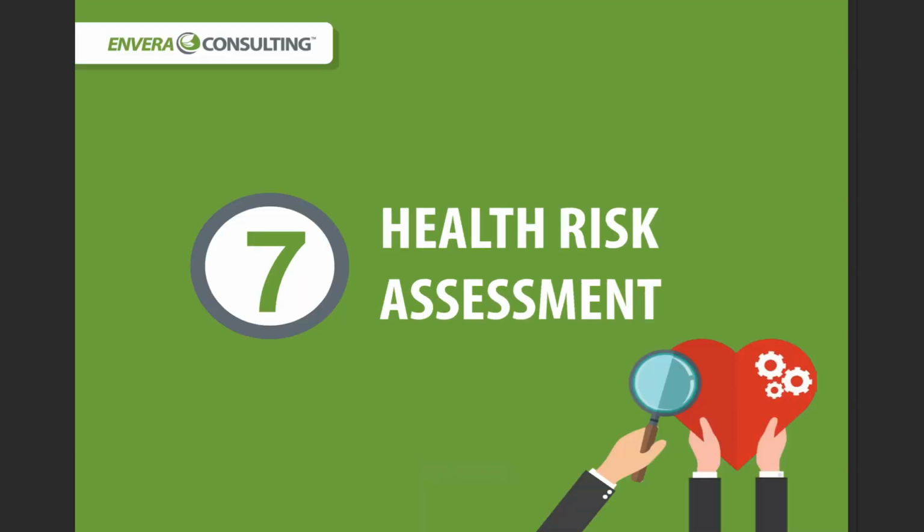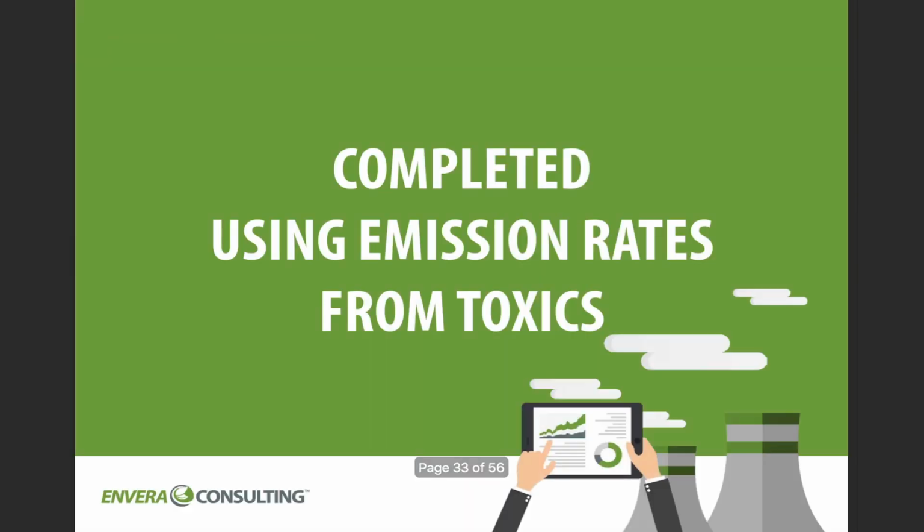So number 7 is you'll need to also do a health risk assessment to be sure that the operation of this piece of equipment doesn't exceed any health risk standards that are provided in Rules 1401 or 1402. Again, this is all going to be dependent on the types of toxic emissions from this piece of equipment, and all those data will come from the 3 toxic emission rates that you calculated previously, in addition to the distance to the nearest off-site receptor.